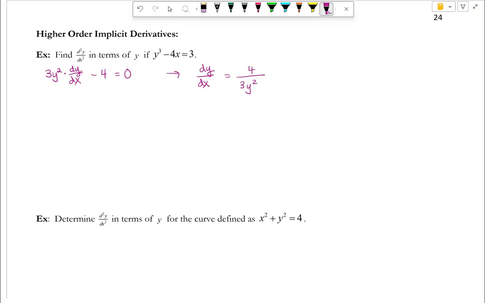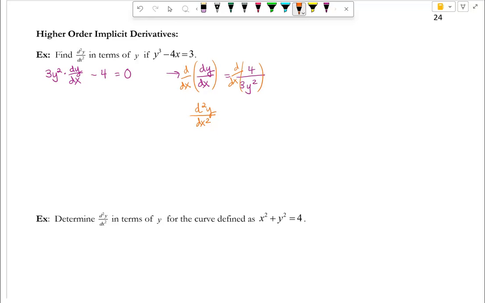All right, so now we want to take our second derivative. When we take our second derivative, it's the derivative of our first derivative. So when we take the derivative with respect to x on the left-hand side, that becomes our second derivative of y with respect to x. And then we have to do so on the right-hand side as well. I need to use the quotient rule here because we have division. We have a quotient of 4 divided by 3y squared.